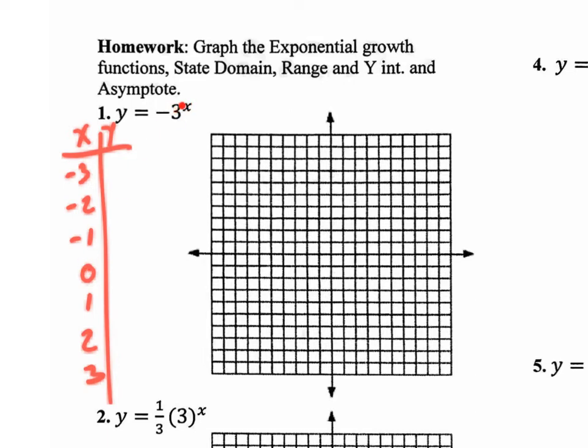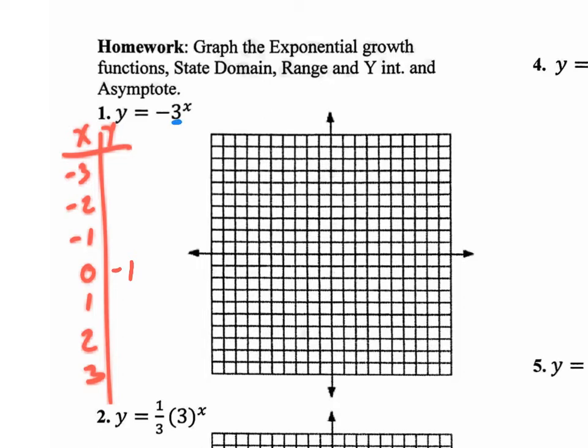So what's 3 to the 0? That's 1. Anything to the 0 power is 1. And of course you have a negative in front. So when you plug in a 0, you get out a -1. And now after that, you could simply focus in on your growth factor, which is the base. And the base is 3.